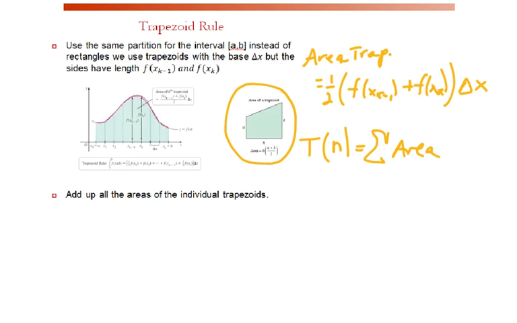Just abbreviate it here so you don't get lost. Okay? And that's simply what it is. And it's exactly the same situation as with the midpoint rule. As n increases, the approximation is going to improve. So let me give you the rule for the trapezoid.